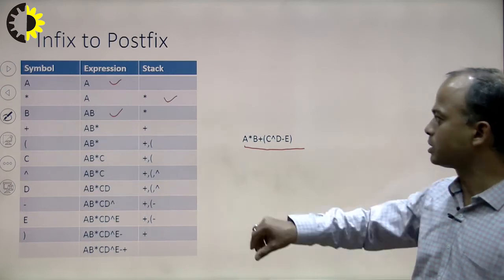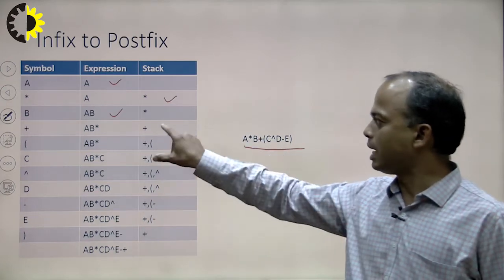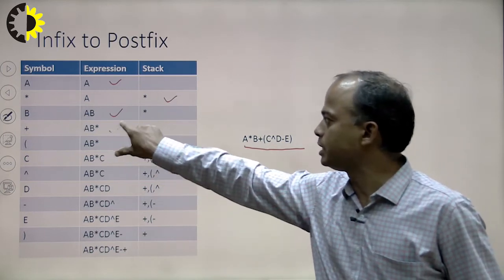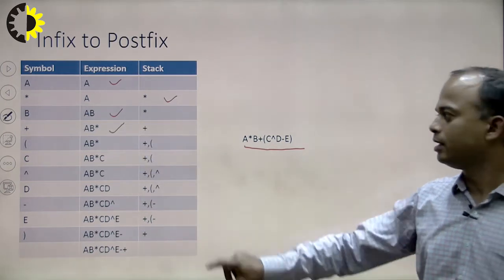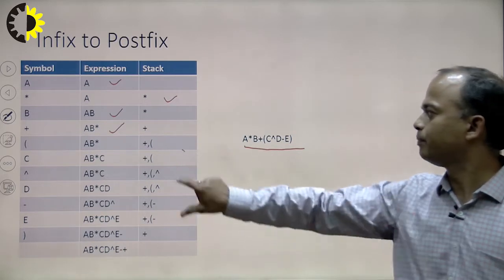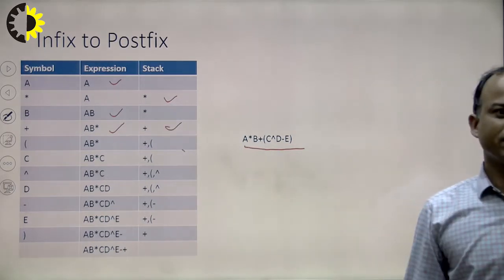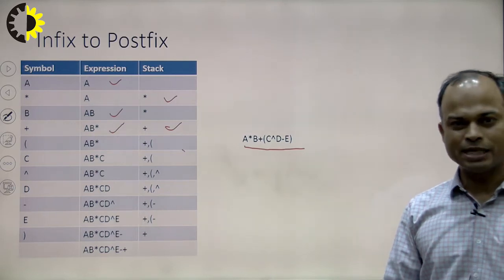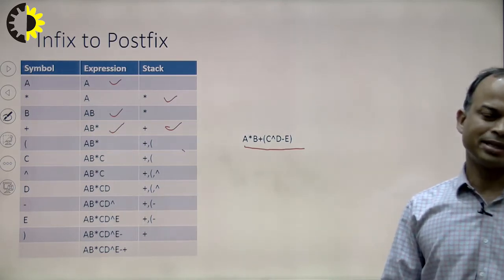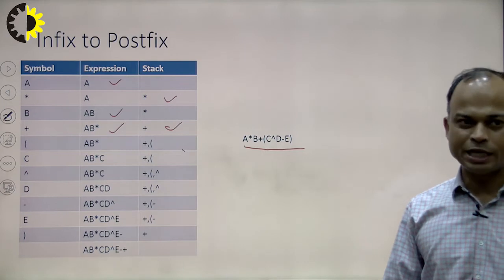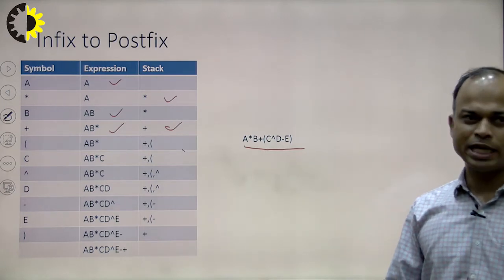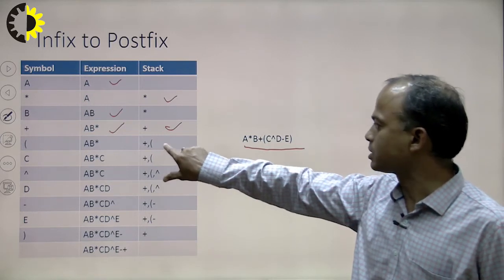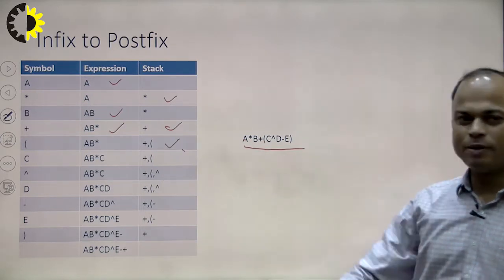I mean, this plus is popped from the stack, and this plus is pushed onto the stack. So therefore, the expression is AB multiply, and the stack has plus only. After this, we have an open parenthesis. Open parenthesis is also treated as an operator. Therefore, we are pushing open parenthesis onto the stack, and our stack has plus, open parenthesis.